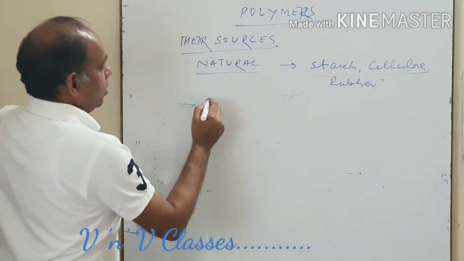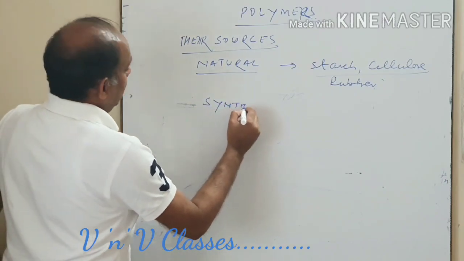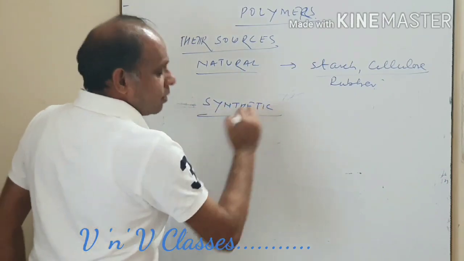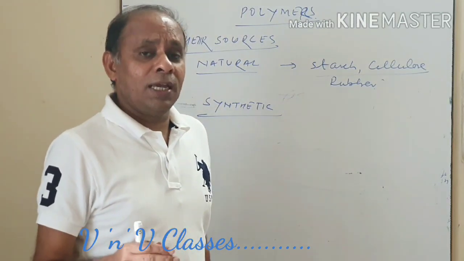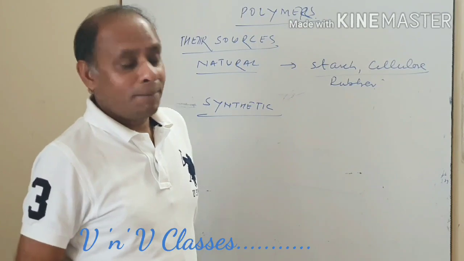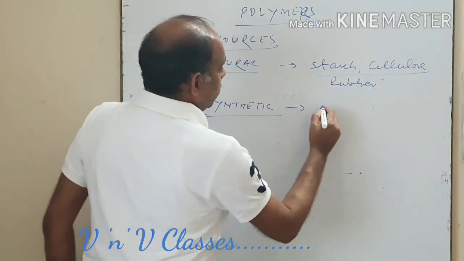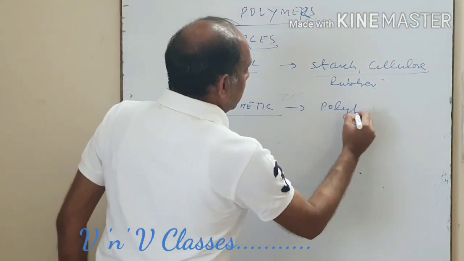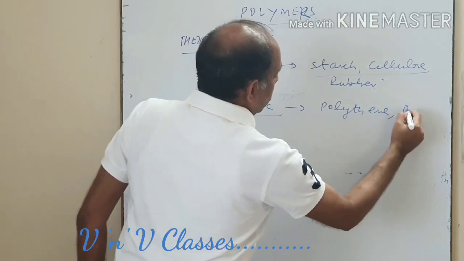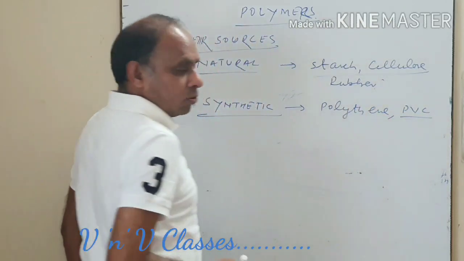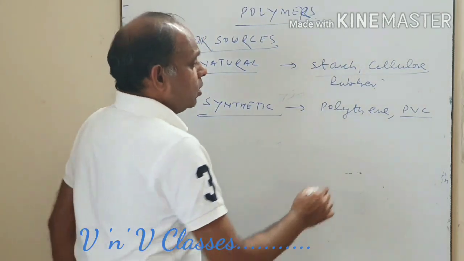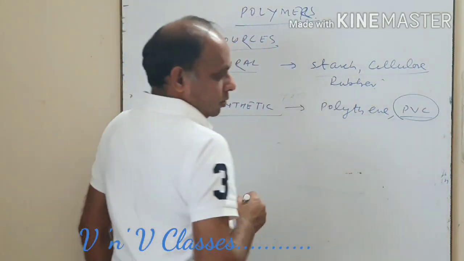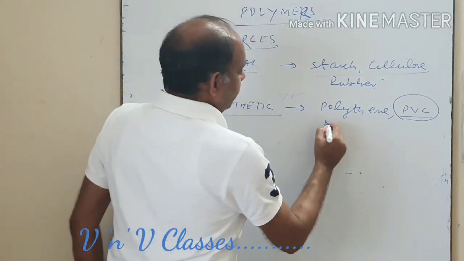We have then synthetic polymers. As the name tells, synthetic means these are synthesized. They are also considered man-made polymers. For example, we have polythene, very commonly used. PVC pipes you have heard of, actually it is polyvinyl chloride. We will discuss it later. We have nylon.